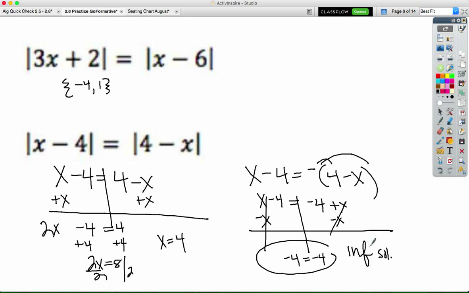Because this answer is infinite solutions, that automatically includes this positive 4. So it's like this one trumps this one. So therefore, the end result, the final answer to this one should have been infinite solutions.